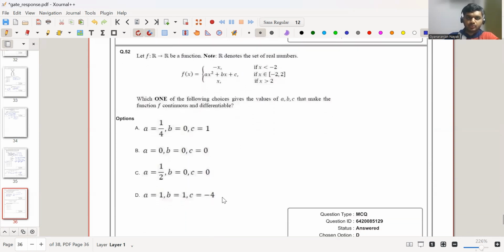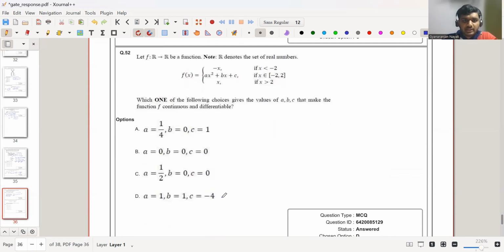So for 52, let f be a function from R to R. The function is given: f of x equal to minus x if x is less than minus 2, then ax square plus bx plus c if x belongs to minus 2 to 2, and x if x is greater than 2. Which one of the following choices gives the values of a, b, c that make the function f continuous and differentiable? The function is also continuous and differentiable.